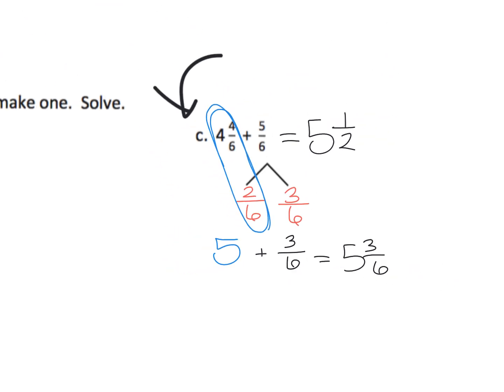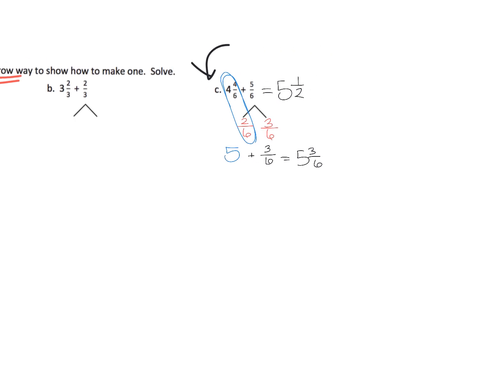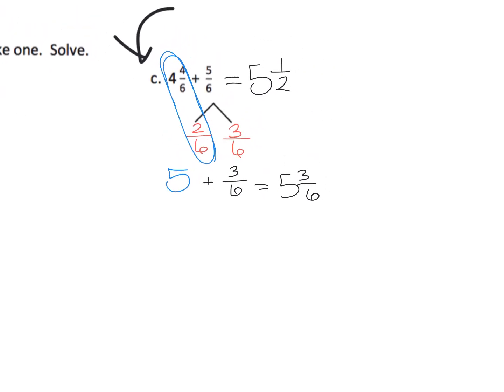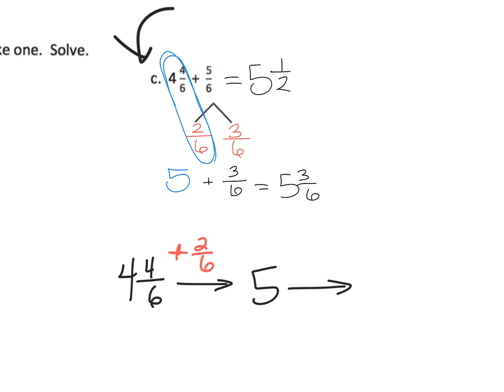more relevant to them. Now the idea is we also are supposed to show the arrow method. So what does the arrow method look like? Well, you're going to start with 4 4/6. We're going to go up to 5, which means we're going to add 2/6. That gives us to 5. And then we're going to add the remaining 3/6. And that's going to get us to 5 3/6. So basically, this is another way of representing the stuff that we did up here.